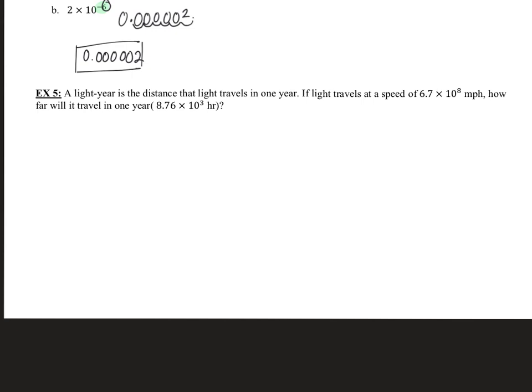All right, so to find the answer here, we're going to go ahead and work with the fact that distance equals rate times the time. That's supposed to be a nice R. It was not. All right, so the question is, what is the rate? Well, the rate is normally the miles per hour, which we have right here. So we'll go ahead and put that in. The rate is 6.7 times 10 to the 8th miles per hour. And then the time. What is the time? Well, we have it right here. 8.76 times 10 to the 3rd power.